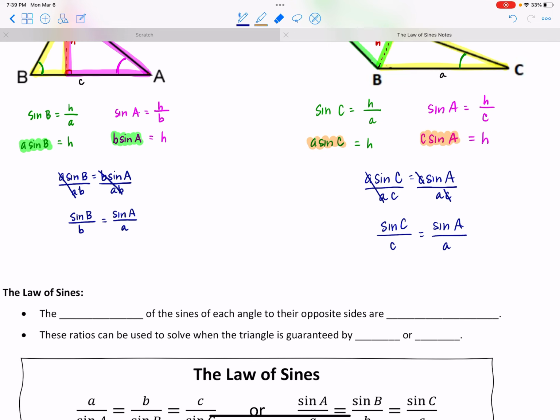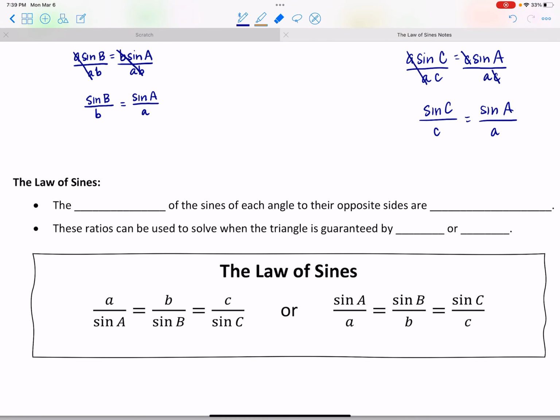The law of sines, again, says that if we were to write ratios of the sines of each angle to their opposite sides, those ratios would all be equal. So we can use this. Now, we'd only use two ratios at a time. Again, this is a condensed version of the formulas that you're seeing in the boxes here. You're not going to solve one equation with two equal signs in it. So you're going to pick two ratios, whatever applies to your problem, and you're going to solve.